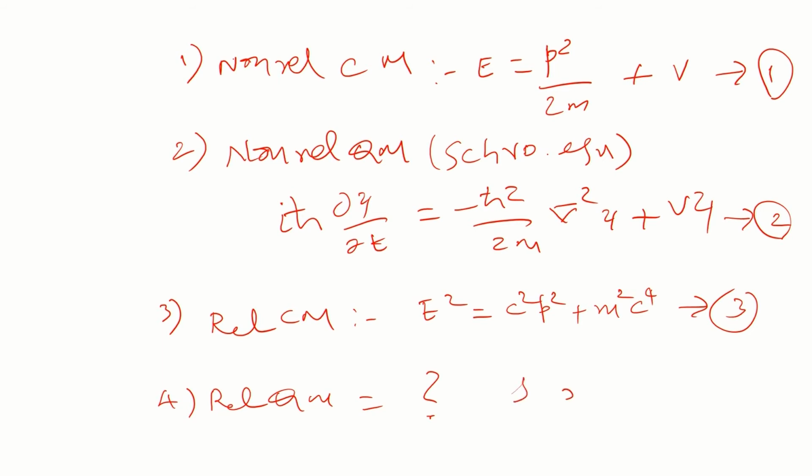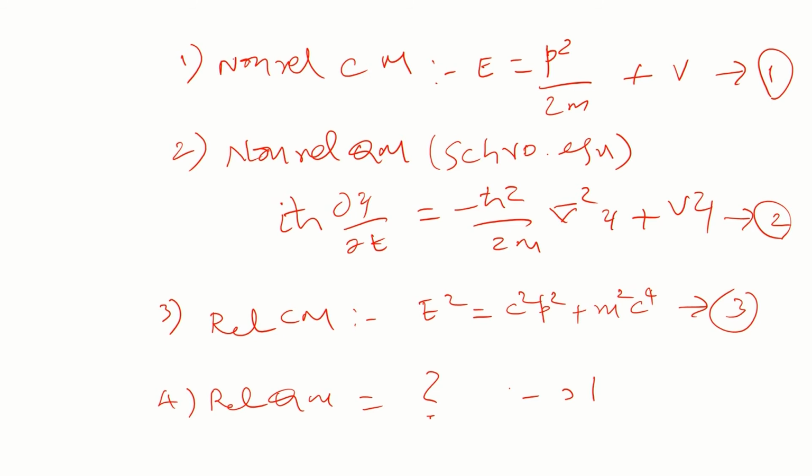Step 1 and step 2. In step 1, he suggested comparing the non-relativistic classical mechanics equation 1 and the non-relativistic quantum mechanics equation 2. By comparing these two equations, he is able to relate the classical parameter and the quantum parameter.